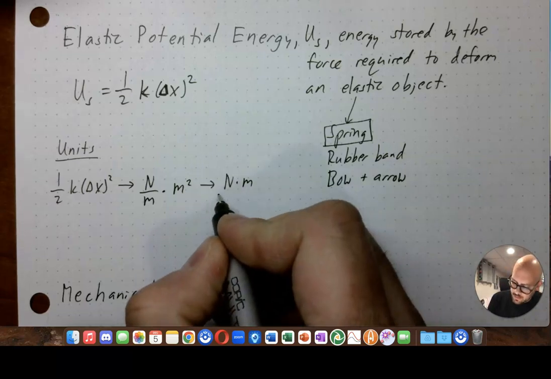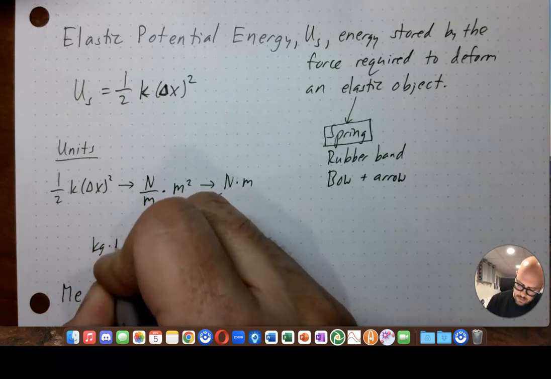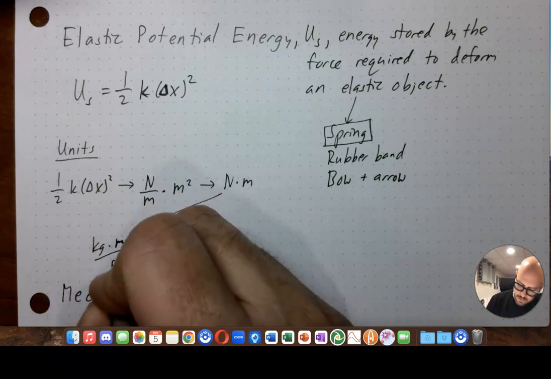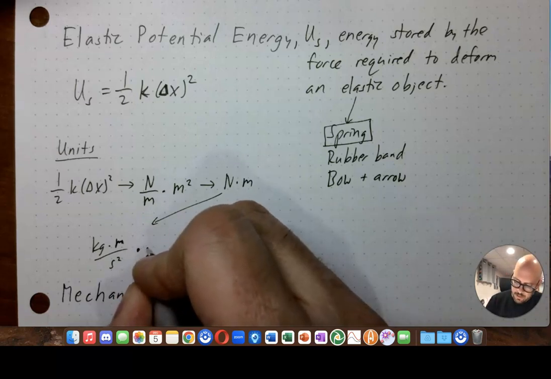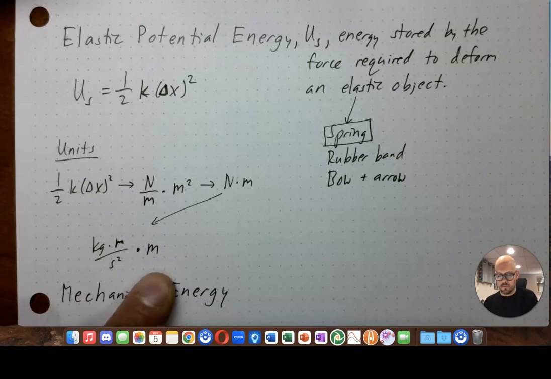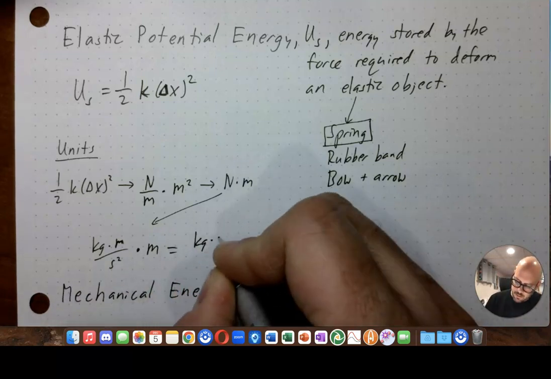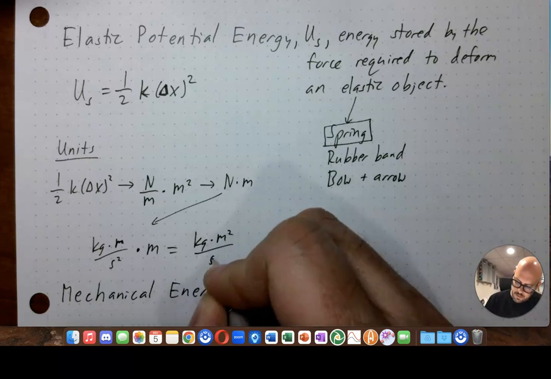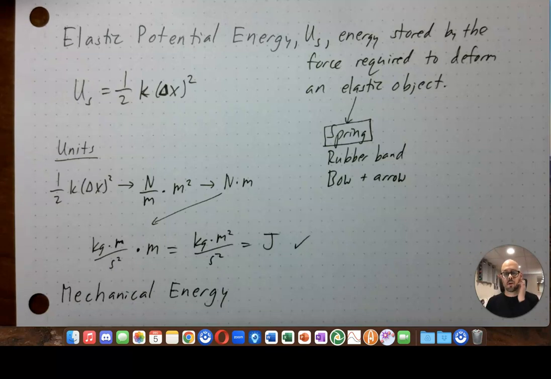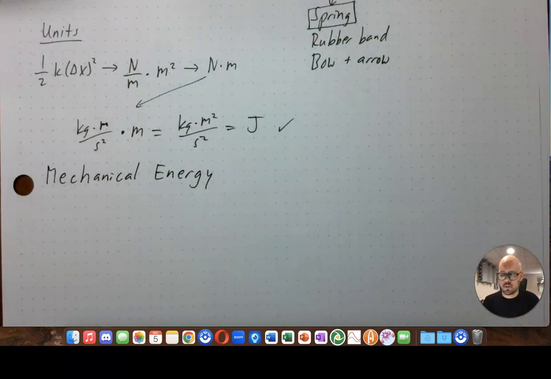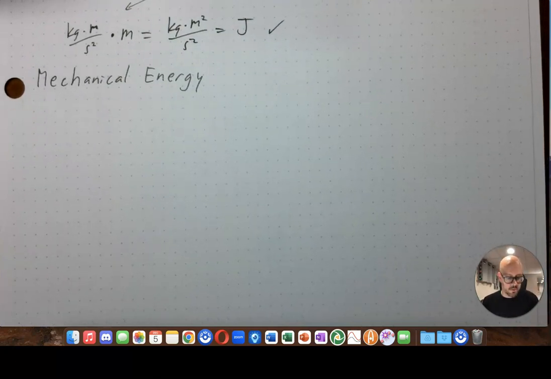We'll see that again. A newton is defined as a kilogram meter per second squared, and this is newtons times meters, so it's all of that times meters. That's equal to kilogram meters squared per second squared, and that is equal to a joule. So again, all the units are consistent throughout this unit. Even though all the formulas are the same, the units are all joules.